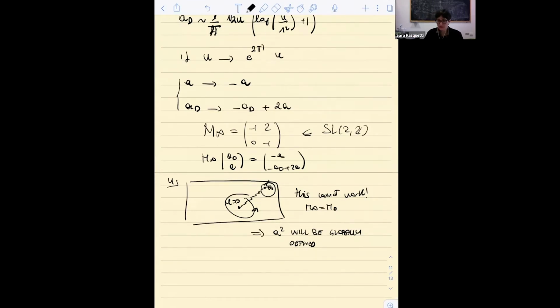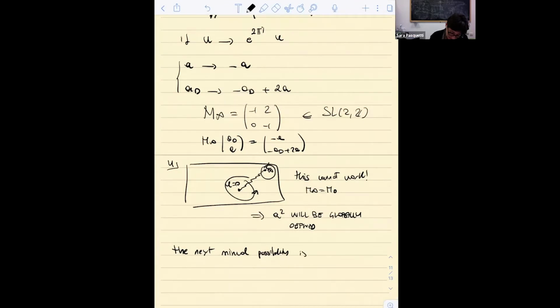So Seiberg-Witten argued that this cannot be enough. We need to find something more complicated. We need more complicated monodromies to solve the problem of the non-global definition of our low energy effective action. So the next minimal possibility is that there are two singular points at finite u.